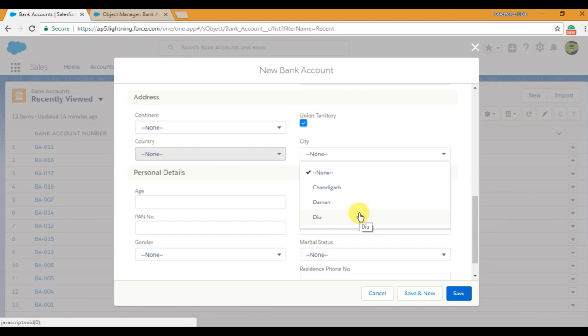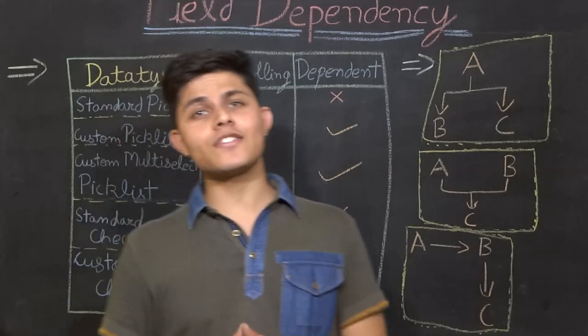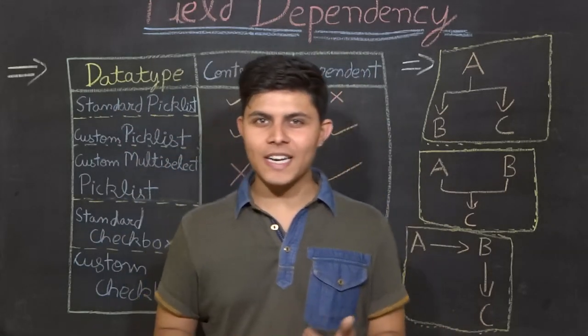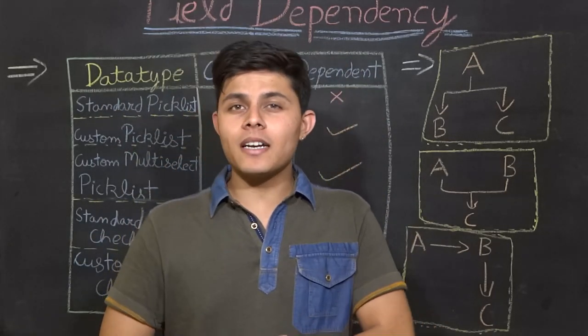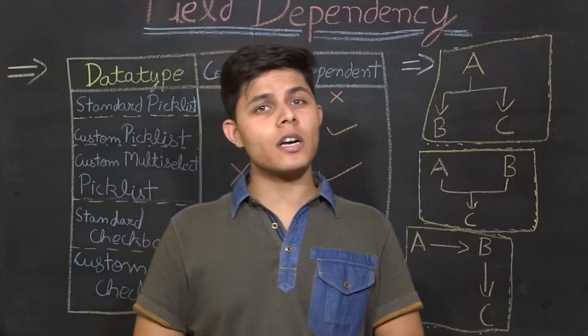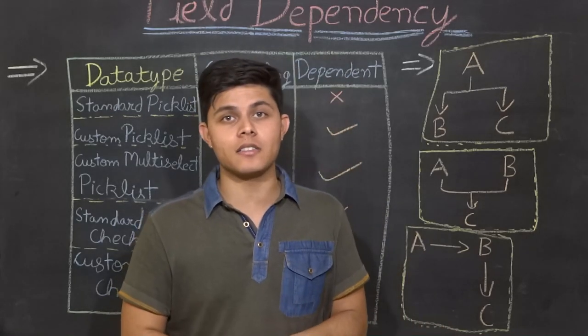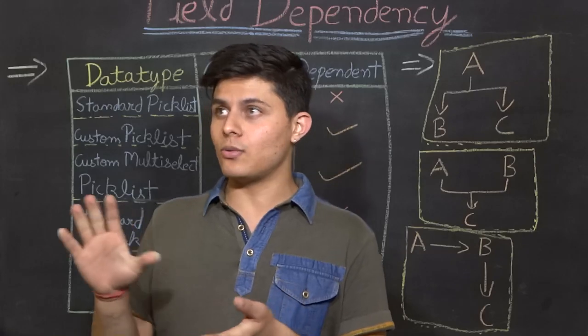But still there is something that you're missing if you're leaving the video right now only because you have understood how field dependencies work. There are still some points that you need to remember while implementing field dependencies. So let's see what they are. Congratulations, you have successfully understood how to implement field dependency in your org. But there are still some points that you need to consider while implementing field dependency. So let's have a look at what they are.